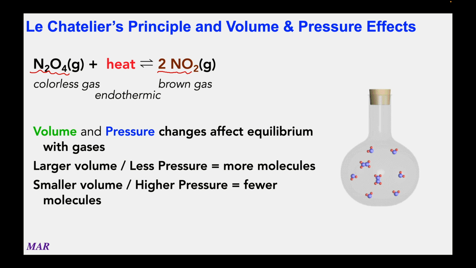On the other hand, if you decrease the volume of the system, or you increase the pressure, all of a sudden the molecules are feeling more trapped, and they'll tend to form the side with fewer molecules. So a smaller volume, higher pressure, you will end up with fewer molecules. They want to be as low impact as possible, if you will. So that's why it's going to shift in this case to the N2O4.